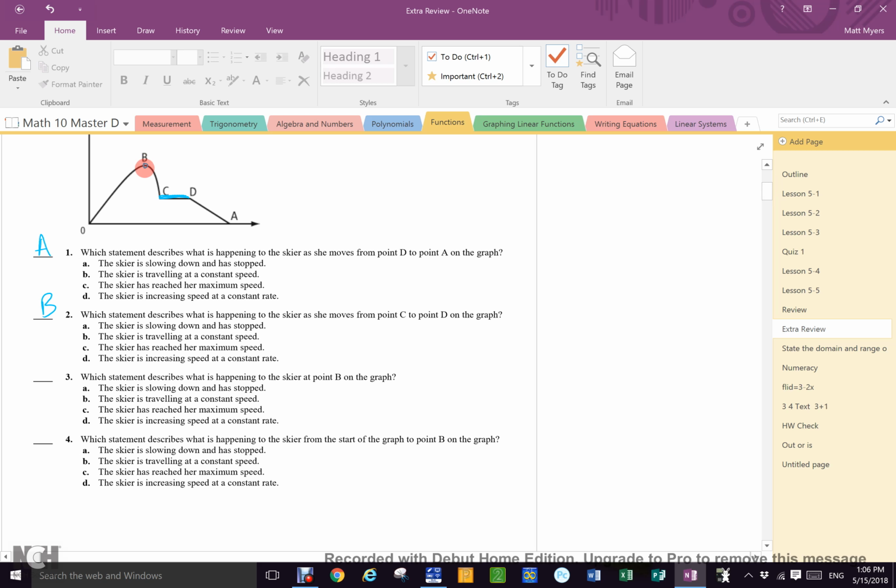Point B, right there. Speed is going down as time goes on. So right at point B, that's maximum speed, because after that, the speed is always less. And 4, from the start of the graph to point B, getting faster and faster and faster. D, because it's a straight line almost up to there.